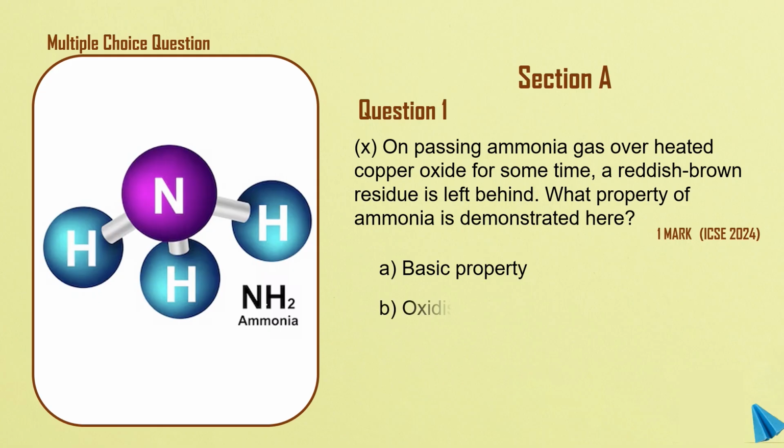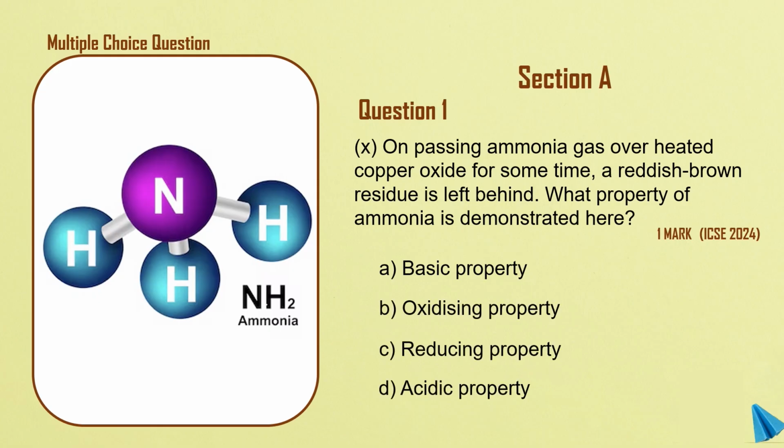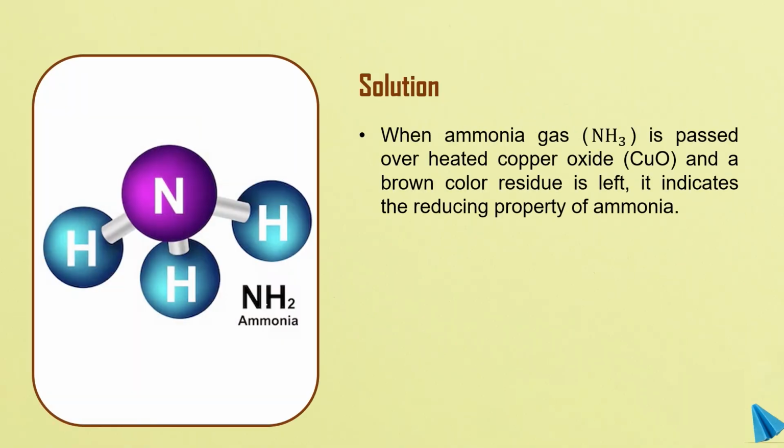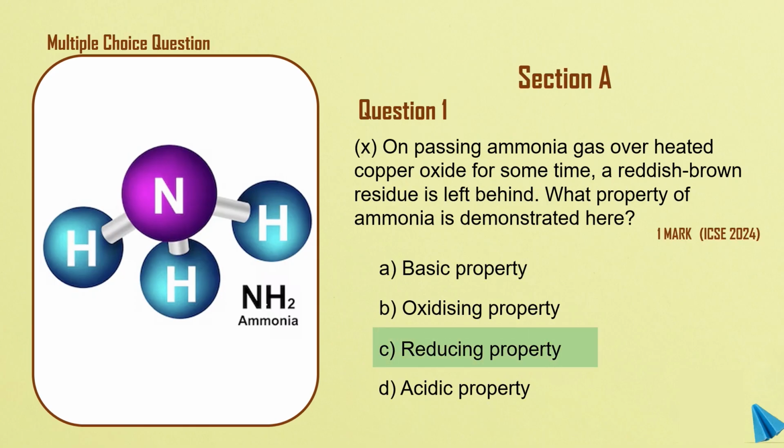Basic property, oxidizing property, reducing property, or acidic property. So here when ammonia gas, that is NH3, is passed over heated copper oxide and a brown color residue is left, it indicates the reducing property of ammonia. So reducing property is the right answer, that is your option C. Let's have a look at the new question now.